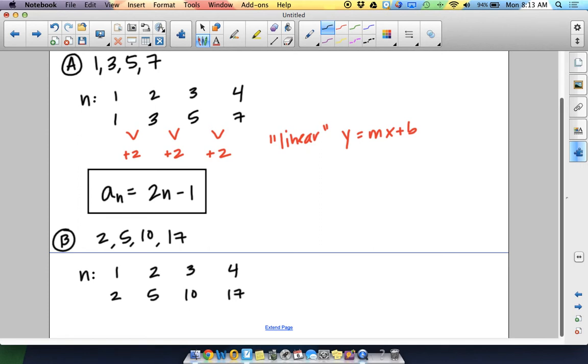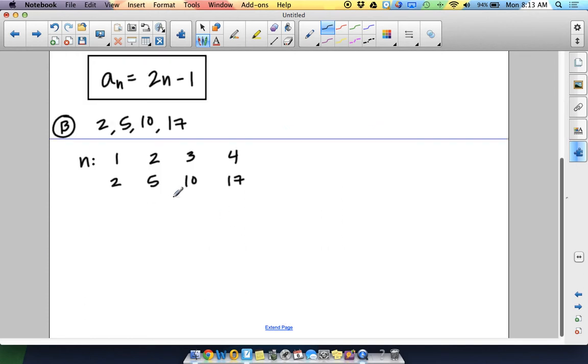N squared plus 1. Very good. Jared, they just come to him. And some people are like that. A sub n equals n squared plus 1.